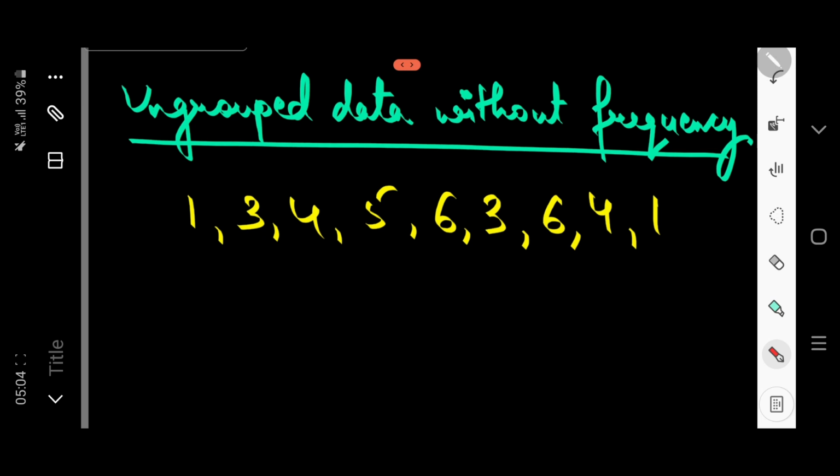So the ungrouped data without frequency is, like here we have given the example, 1 3 4 5 6 3 6 4 1. This is a data set which is ungrouped, as it is not classified or there are no intervals, and it is without frequency because we have not provided the frequencies. We have just given our data set. So this data set we can transform into the frequency distribution, but for now this data set is ungrouped data without frequency.